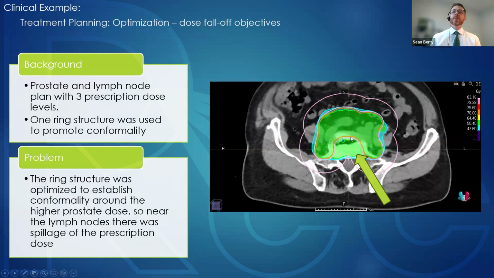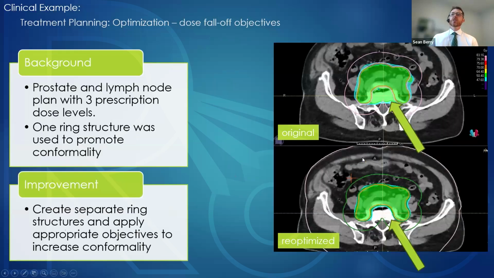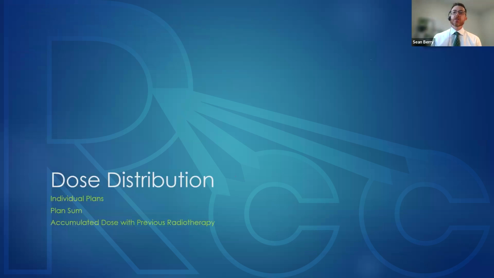So what you ended up with was all this dose spillage here. So the solution was to create a second ring structure, and now you have one that focuses around the prostate at the higher dose per fraction to make sure the dose is conformal there, and you have another one that's up around the lymph nodes to make the dose conformal there as well. Okay, and it's important to note that this would not be seen on the DVH. It's only from a review of the isodose distribution.